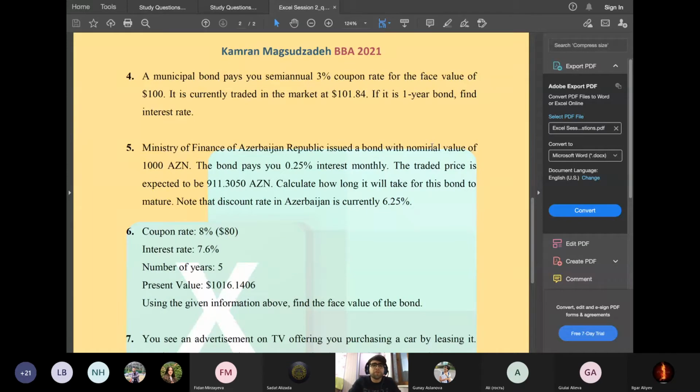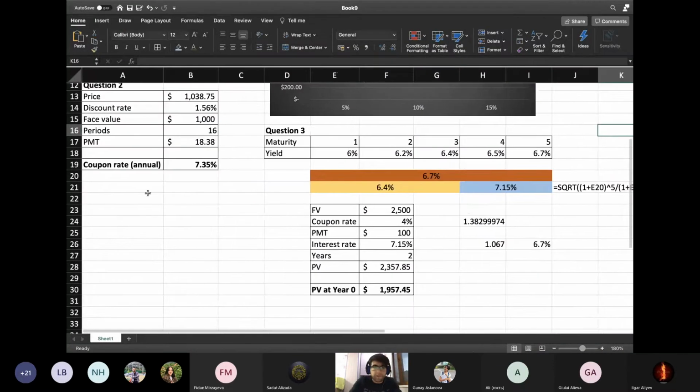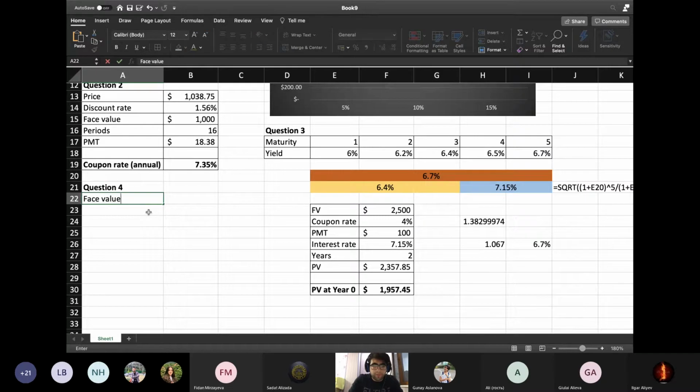The fourth question: a municipal bond pays you semi-annual 3% coupon rate, with face value of 100. It's currently traded in the market at that amount. If it is a 1 year bond, find the interest rate. We come here, question 4. We have face value of $100.